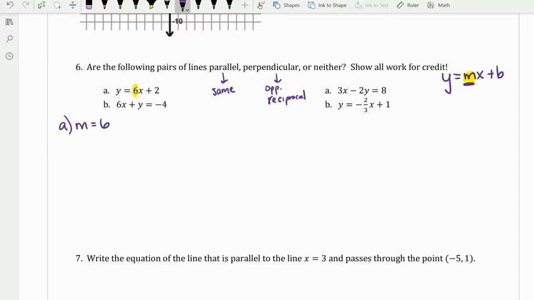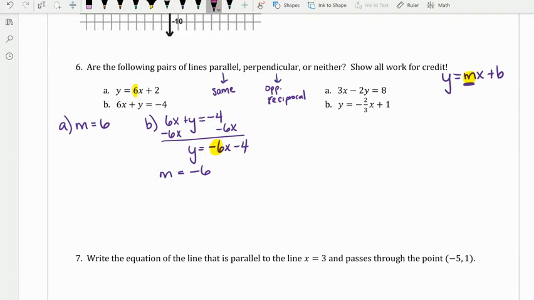For part B, that one's not in slope-intercept form. So I'm going to take, for part B, my 6x plus y equals -4, and I need to put that in slope-intercept form. So I'm going to move the 6x over to the other side of the equation. And that would leave us with y equals, notice it's -6x minus 4. So the slope for part B is -6, right?